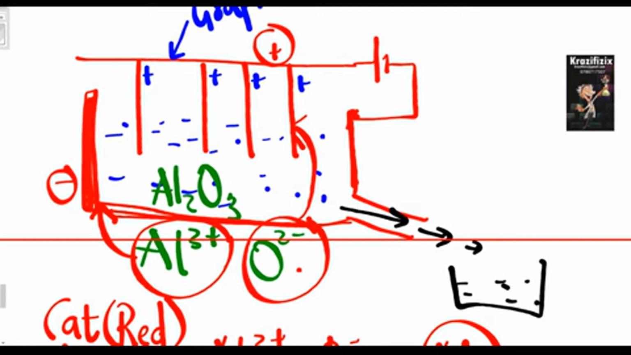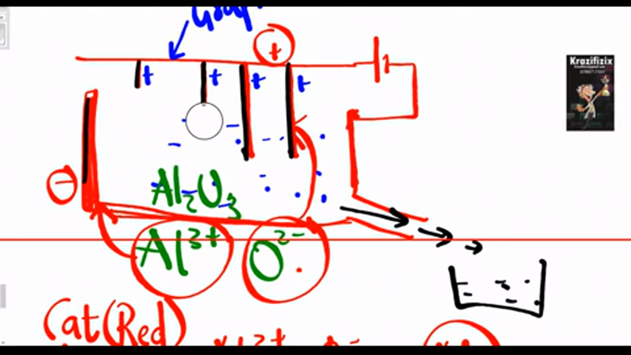The case of the container is the negative electrode, while you have rods here. These rods are the ones that combine with oxygen, and they keep disappearing as the process goes on, because carbon is combining with oxygen to produce carbon dioxide gas, a greenhouse gas. So you need to keep replacing them as the reaction goes on.